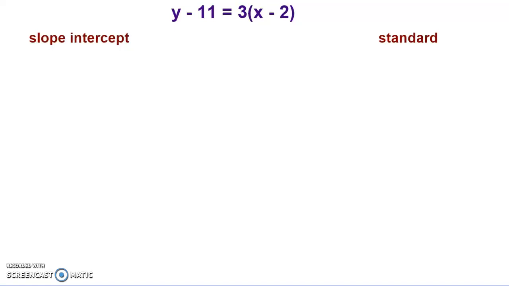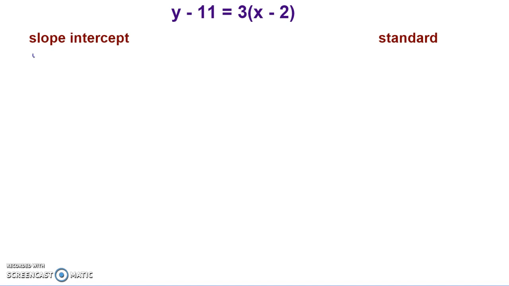All right, in the last video, we practiced converting between slope-intercept form and standard form. In this video, we're going to add in point-slope form, and we're going to go from point-slope to slope-intercept to standard form. So in this first example, we have an equation in point-slope form. y minus 11 is equal to 3 times the quantity of x minus 2.